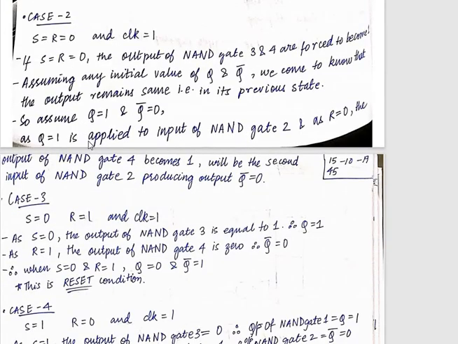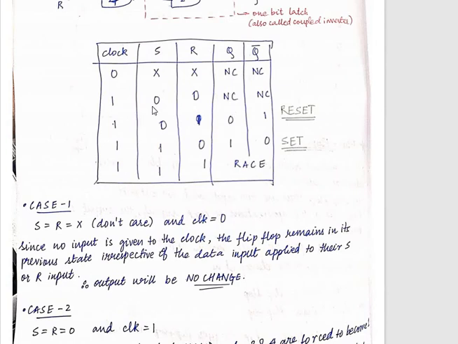As you can see, Q bar equals 0 was the previous state that was assumed, and after applying the proper input S equals R equals 0, we still get Q bar equals 0. Similarly, we can also prove that Q equals 1 when S equals R equals 0. So this is how the output state has no change when the inputs S and R are 0, 0.